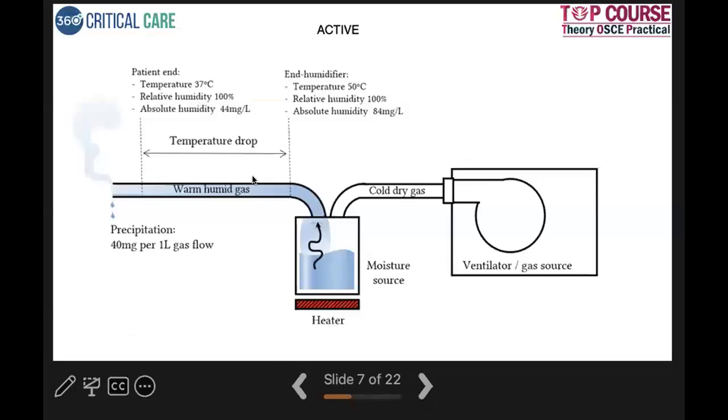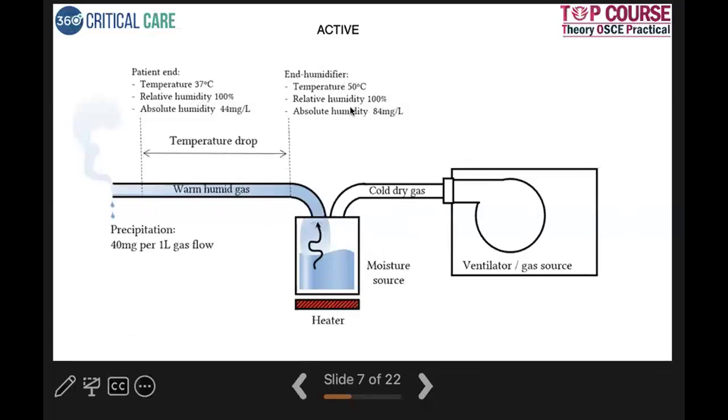This is the picture of an active humidifier. You can see that the ventilator gives a cold dry gas. I hope all of you would have seen the heated humidifiers. There is a filler with water, and it bubbles and is connected to an intrinsic heat filament which regulates the temperature, and then it heats the air, and it is passed back to the patient as a warm humid gas.